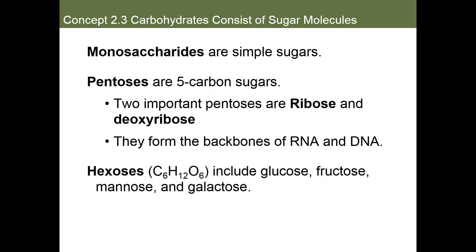Monosaccharides are referred to as simple sugars. Two types that are important in biology are pentoses, which have 5 carbons, and hexoses, which have 6 carbons. Two important pentoses are ribose and deoxyribose, which form the backbone of RNA and DNA, respectively. Hexoses include glucose, fructose, mannose, and galactose.